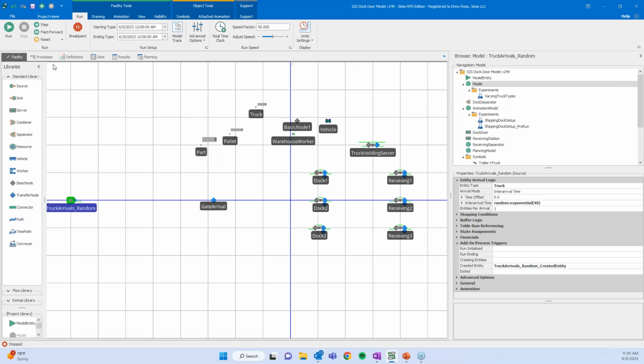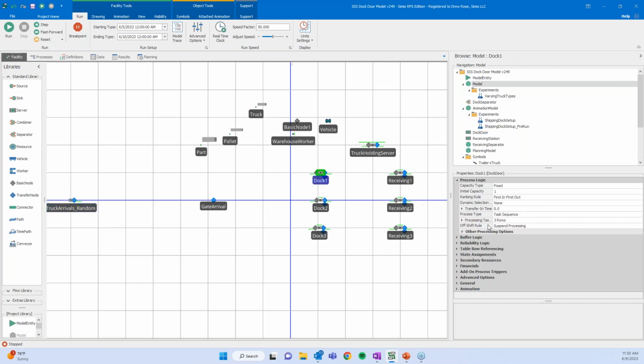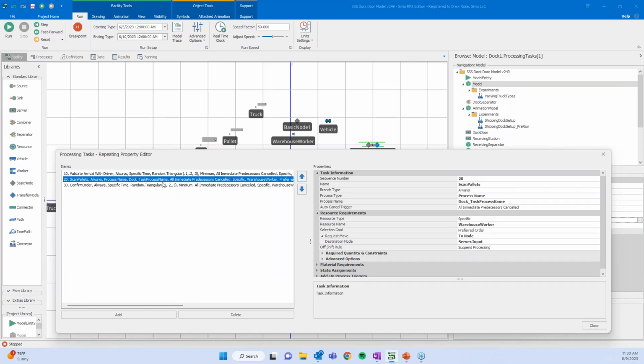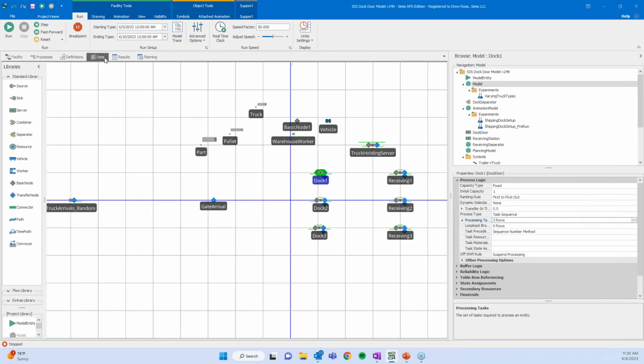But in this case, our docks are set up so that we're going to validate the arrival with the driver. That'll occur with the warehouse worker. We're going to scan pallets, and then we have a process that'll look at the compilation of that potential order. And based on that order, it's going to say, okay, this has an order of chicken, pork, on that particular pallet. And we know based on the data set how long it takes to scan that particular item.